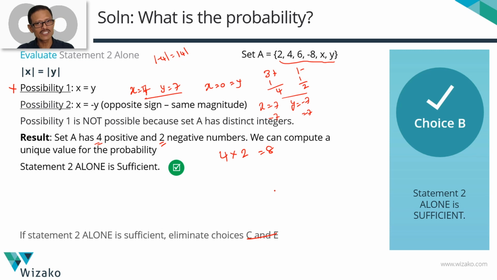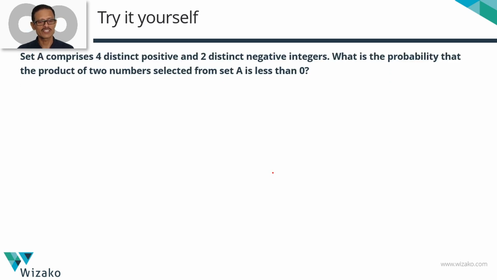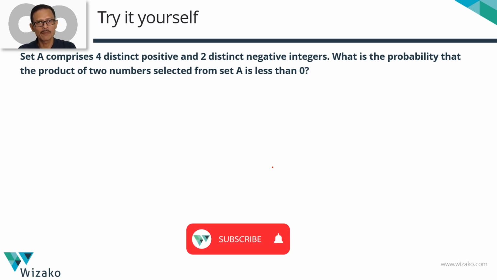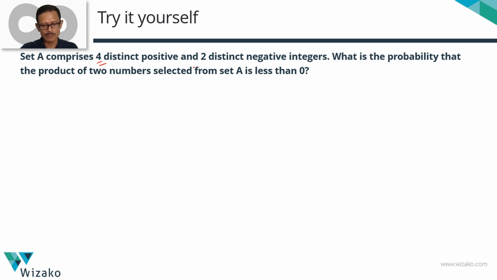Now that we are done with this data sufficiency question, let's convert this into a problem solving question. Try this yourself. I'm basically plugging in the information that we obtained from statement 2. Statement 2 told us that one of these 2 numbers is positive, the other is negative. So I'm framing a question based on that. Set A comprises 4 distinct positive and 2 distinct negative integers. What you need to compute is the probability that the product of 2 numbers selected from set A is less than 0. Post your answers in the comment section of this video.